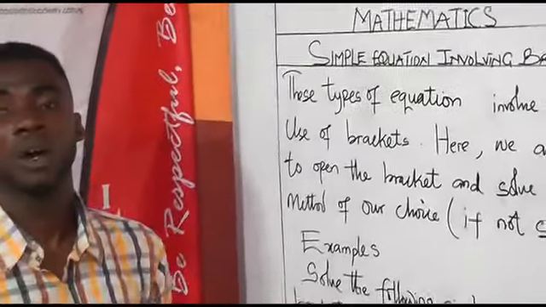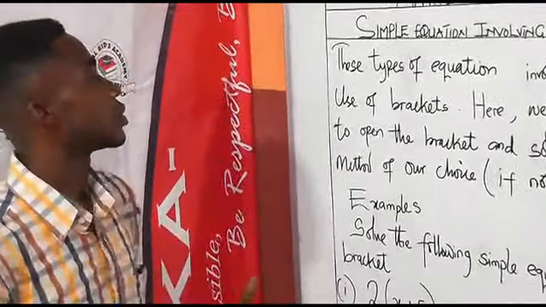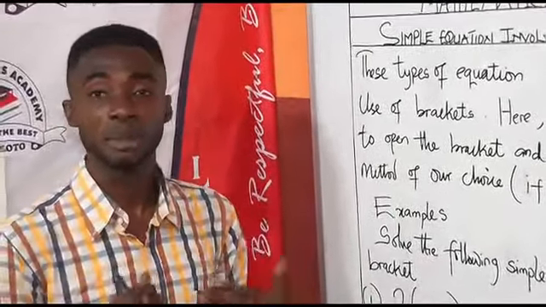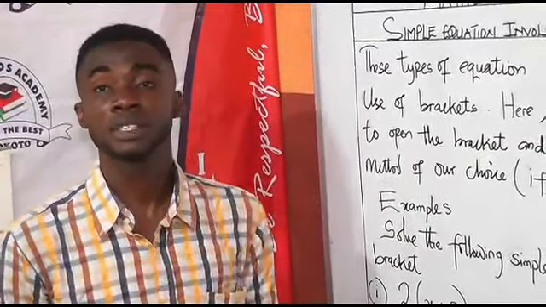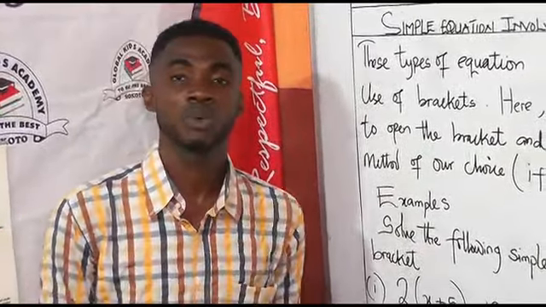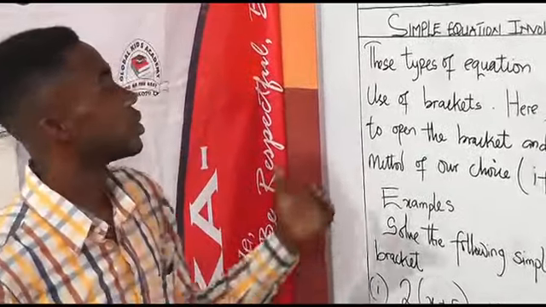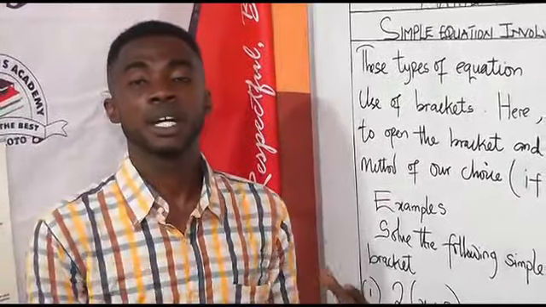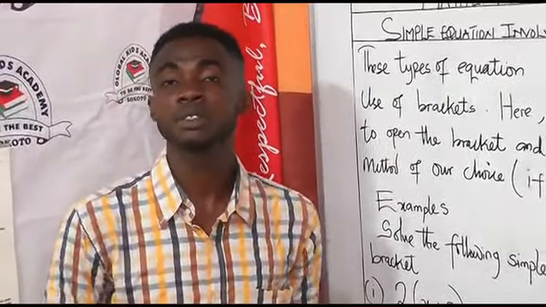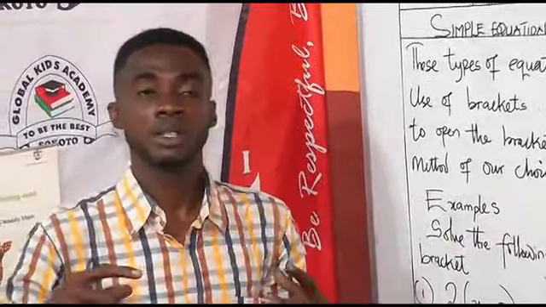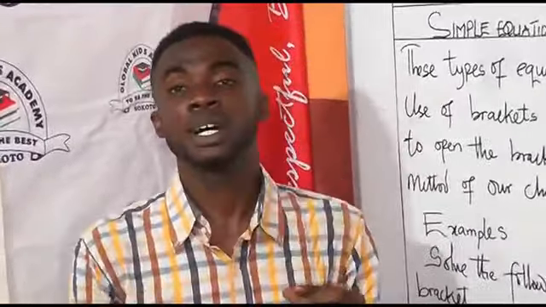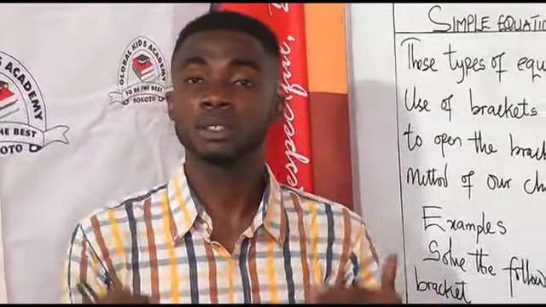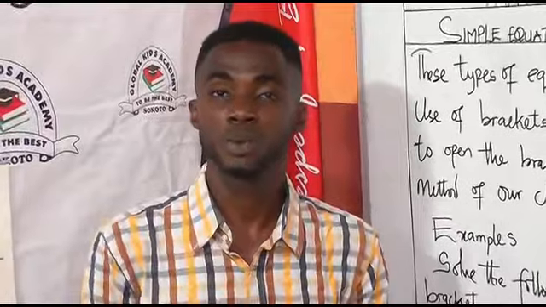In our previous class, students, we defined the simple equation and we stated the methodologies used for solving it. We said the simple equation consists of an expression with an unknown quantity on the left-hand side of the equation connected to another quantity on the right-hand side with an equality sign. We also stated the methodologies used for solving the simple equation.